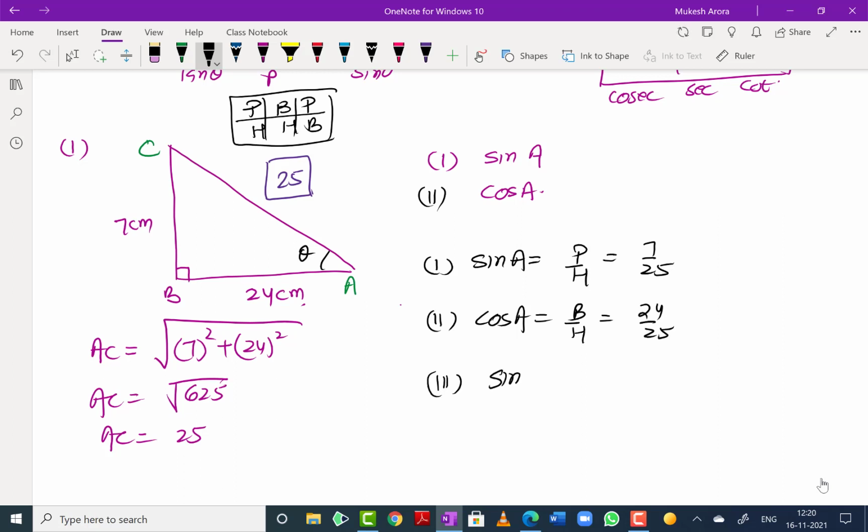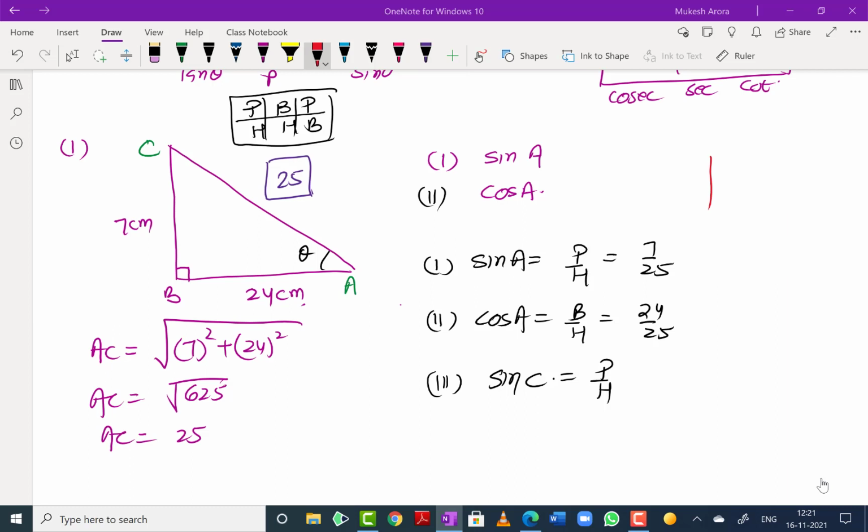Third is sine C. Sine C means the angle is at C now. So we can make the figure again. This is C, this is B, this is A, AB is 24, BC is 7 and this is 25. Sine C is perpendicular upon hypotenuse, 24 by 25, and cos C is base upon hypotenuse, 7 by 25.